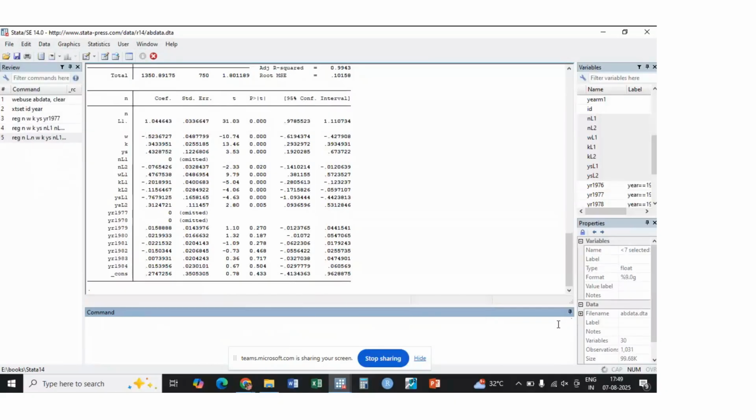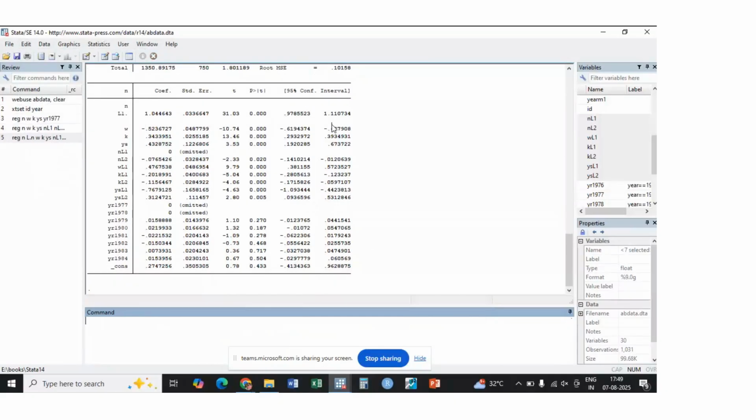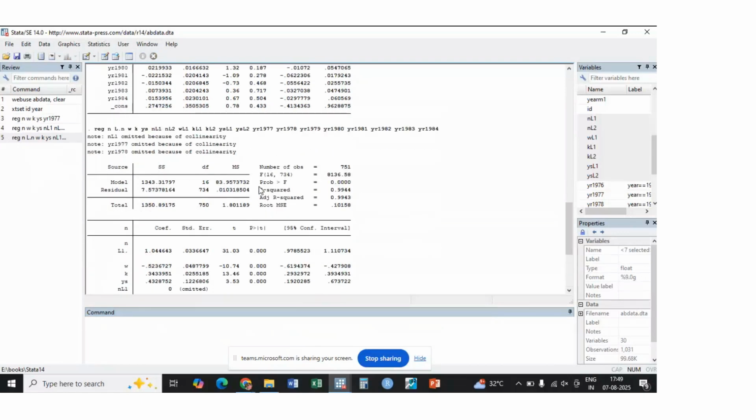I'm going to run this regression. This is what I got when I ran this model. What do you understand from this model? What is the variable that we are interested in? Employment.